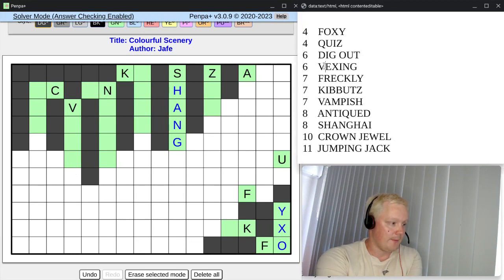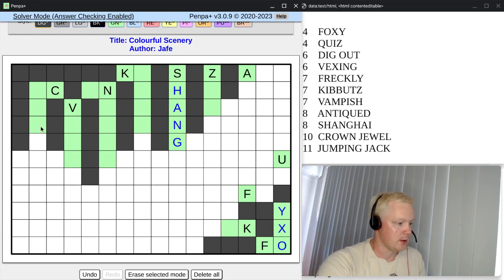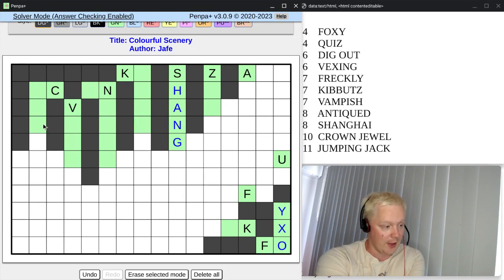And V, we have V in vexing, and V in vampish. So it has to be 6 or 7 letters. But again, we don't know in which direction it goes yet. How about this C, which we sort of started solving already because we had to get these out, and this C helped with that.